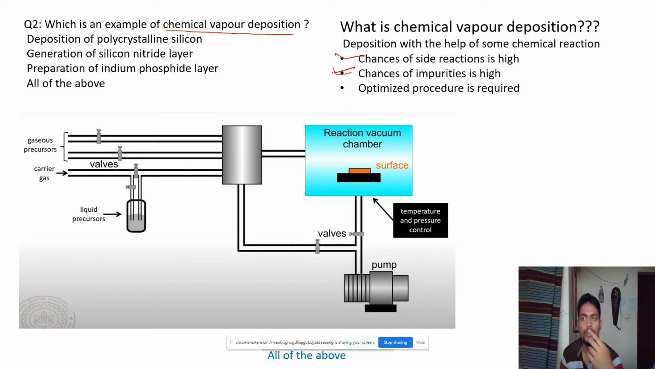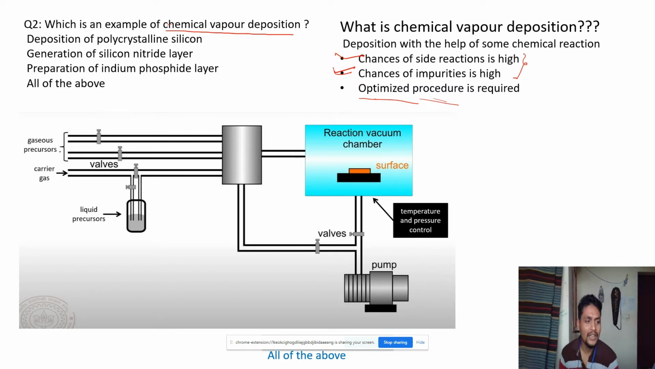But then why do we do that? Because these are practically easy. If you don't think about these two, these are practically easier than physical vapor deposition. But nowadays we can also get optimized procedures, and that's why chemical deposition is also important.